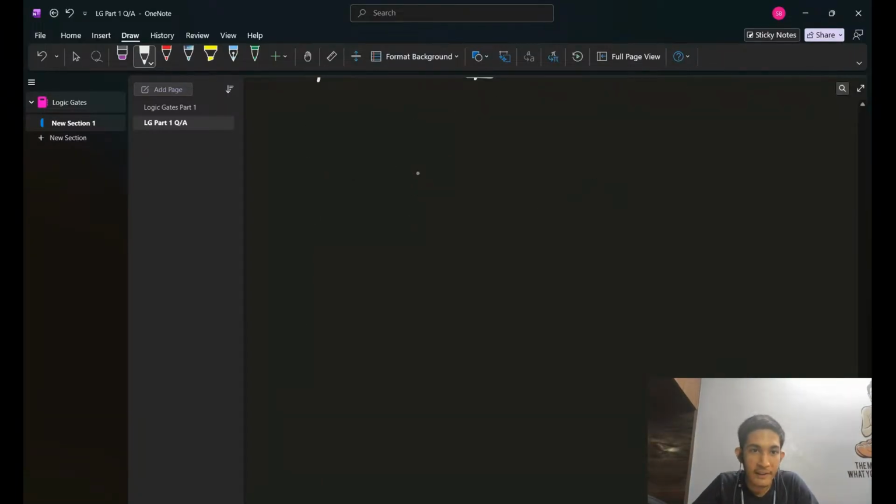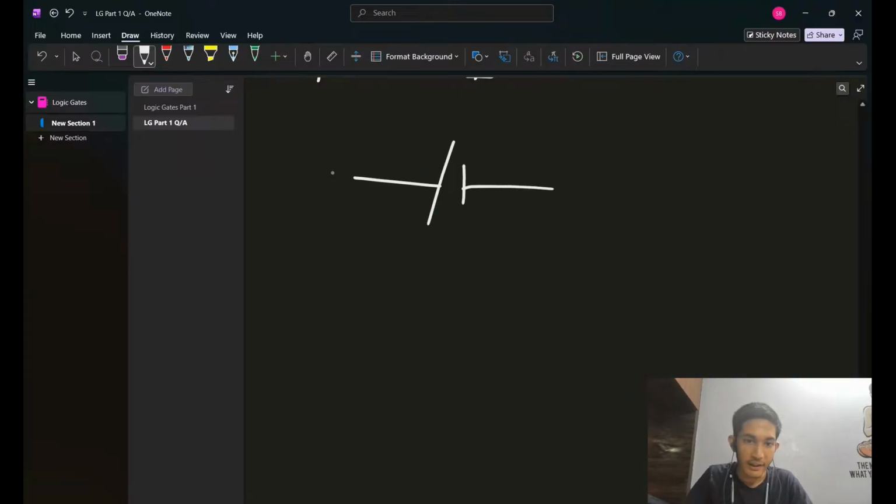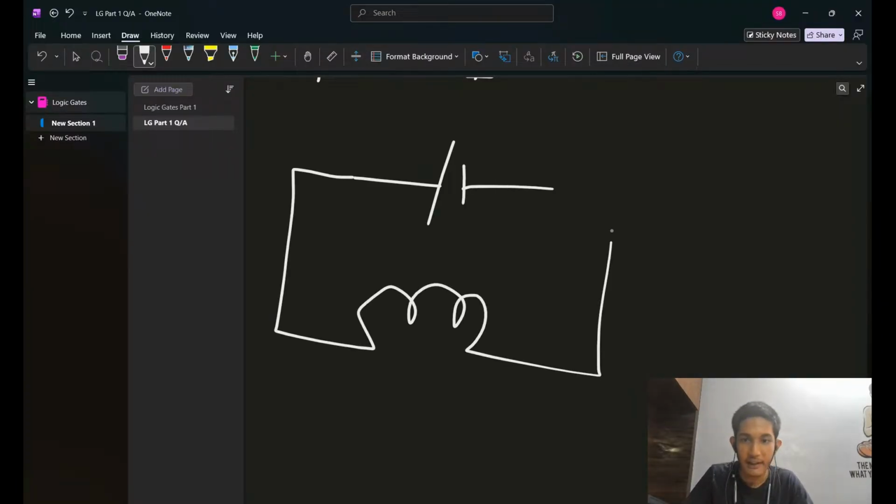So for these reasons, actually making a NOT gate is slightly dangerous. Why? I'll explain again. So how do you make a NOT gate? Can anybody say? I'll draw the simple diagram here. Can anybody tell me how to make a NOT gate?